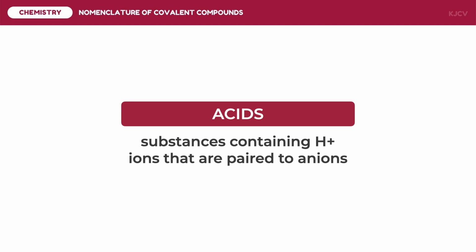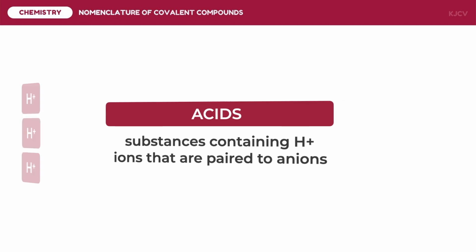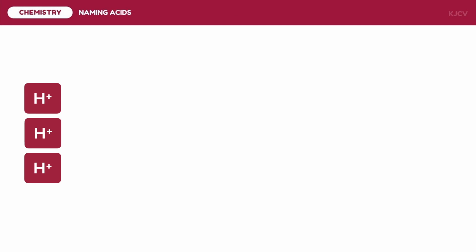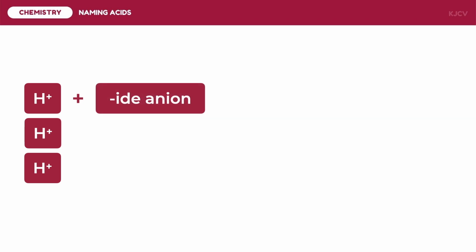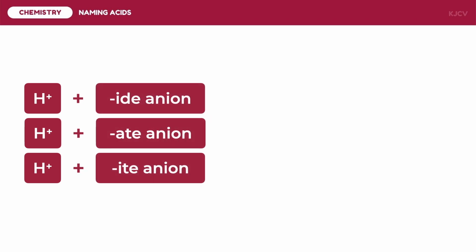This means that acids are treated as ionic compounds in such a way that the hydrogen ion forms compounds with anions. The names for acids will depend on the suffixes of the anions. Since we have discussed 3 suffixes for anions, we also have 3 rules or patterns for acid names.